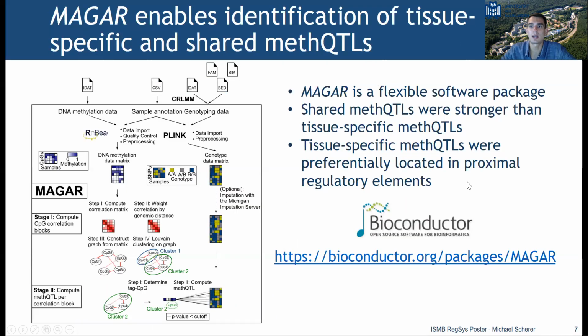So as a summary, I presented to you MAGAR, which is our software package for the identification of methQTLs from raw genotyping and DNA methylation data. We used MAGAR and colocalization analysis to determine tissue-specific and shared methQTLs, and found that tissue-specific methQTLs are preferentially located in proximal enhancer elements. MAGAR is available as an R package from Bioconductor.